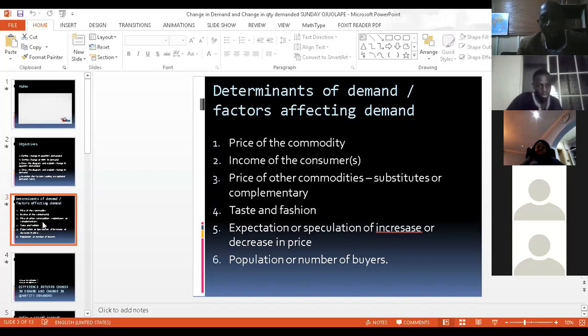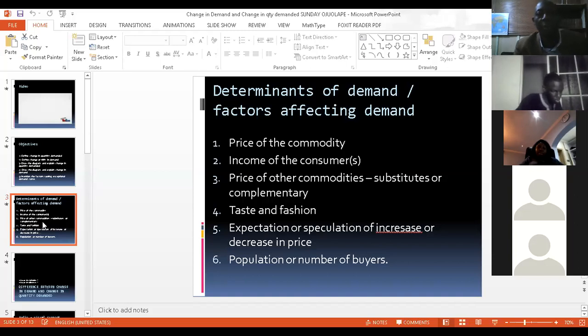Or, like we might say in our own school, if you buy toast bread, definitely you are going to buy a soft drink alongside. So that is how it is. Buy biscuit, you take a soft drink. Buy tea, you take sugar. So that is how it is with complements. That is, the goods go hand in hand.